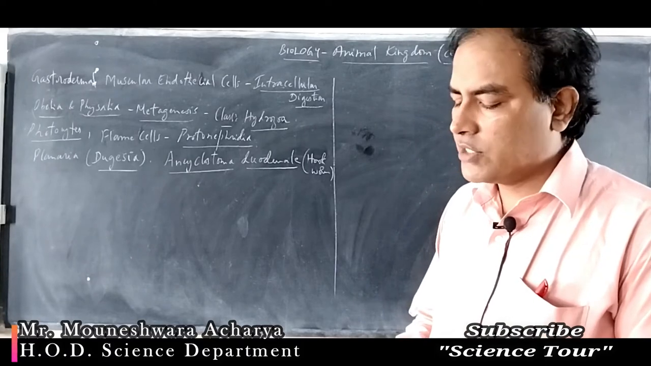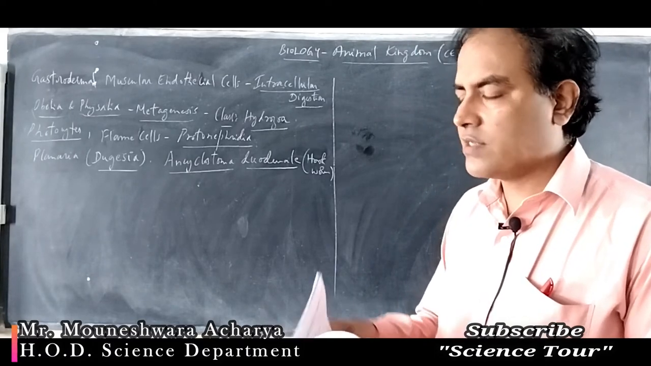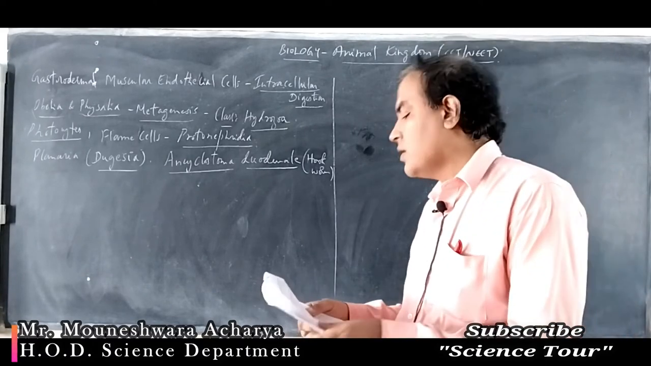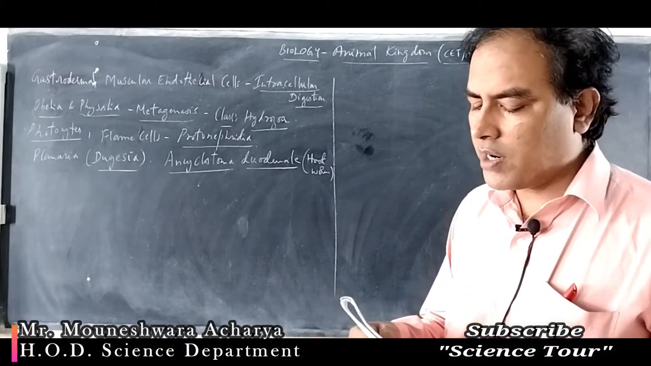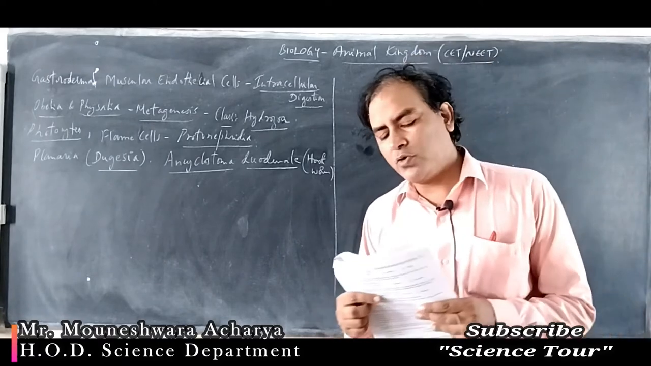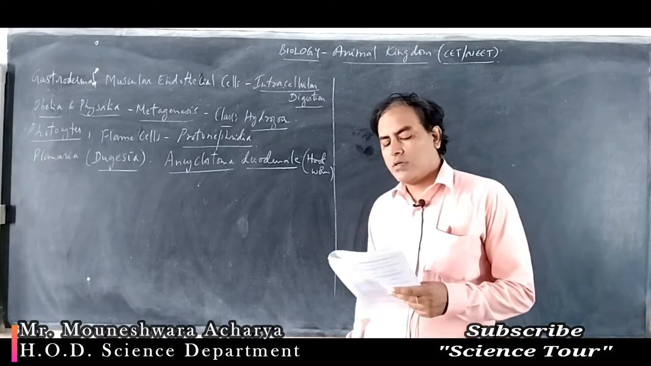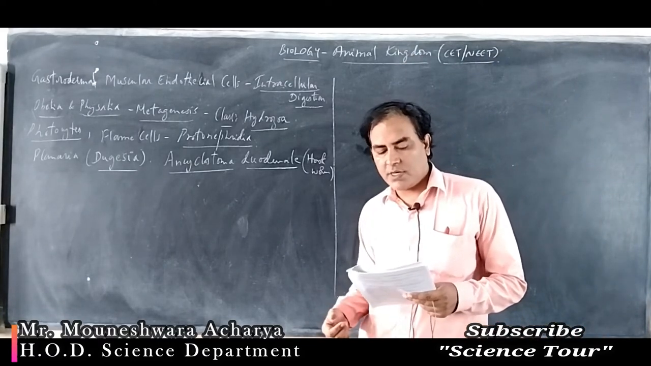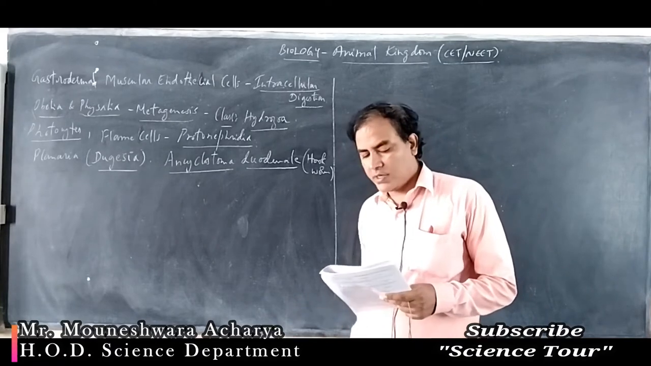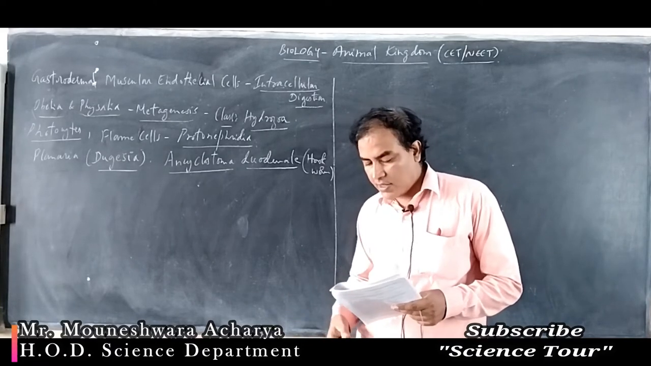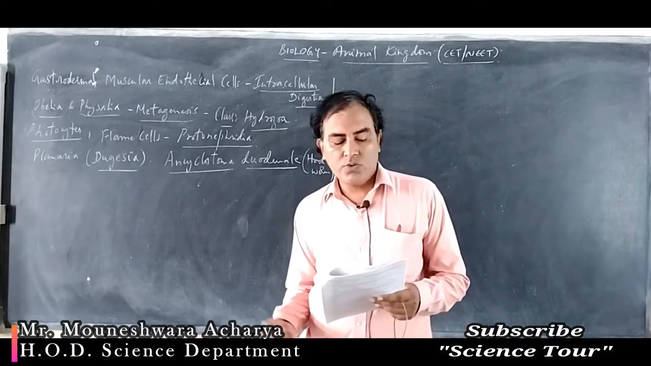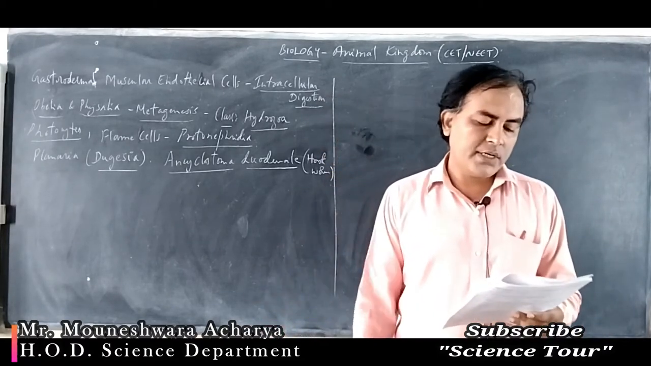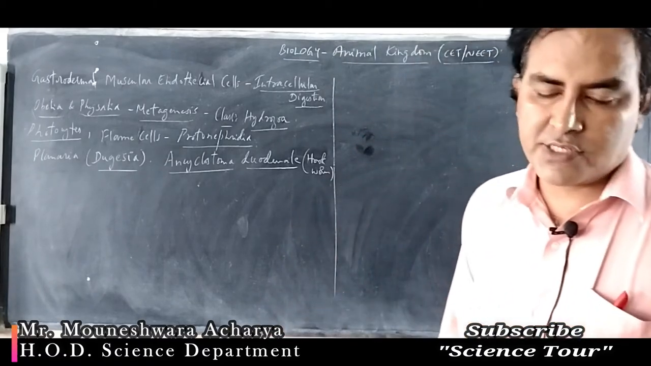We'll move to the next question, question number 26. In Ascalomyces, the excretory tube removes the body waste from the body cavity through? In Ascalomyces, the roundworms, there is an excretory tube which removes the body waste from the body cavity and takes it out through what? Through the excretory pore. That is the right answer, option 1.